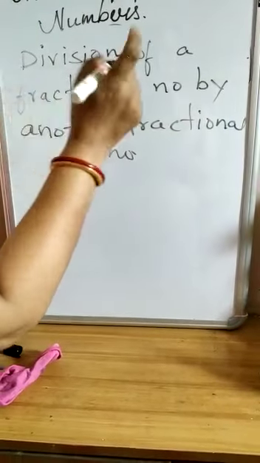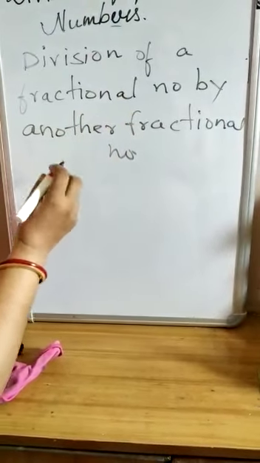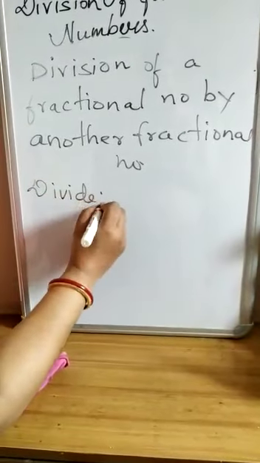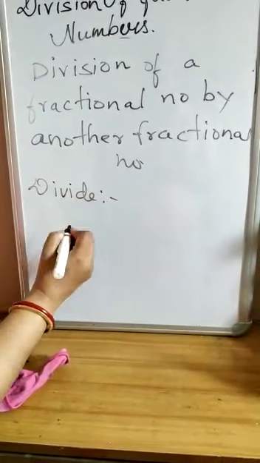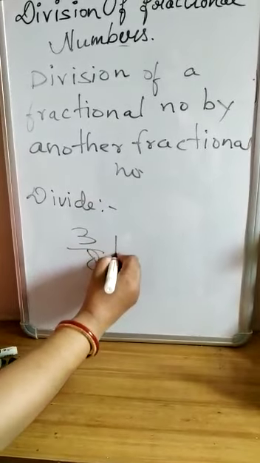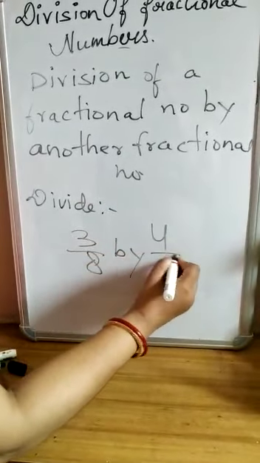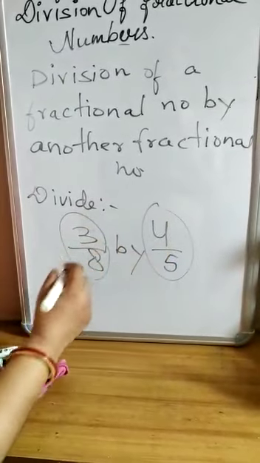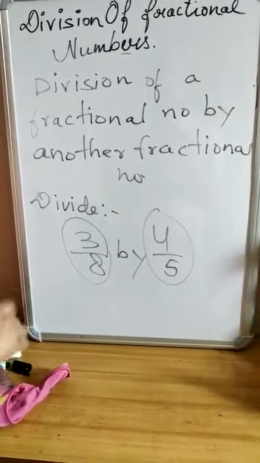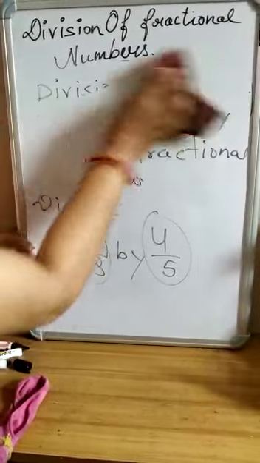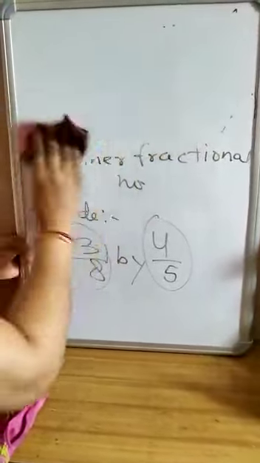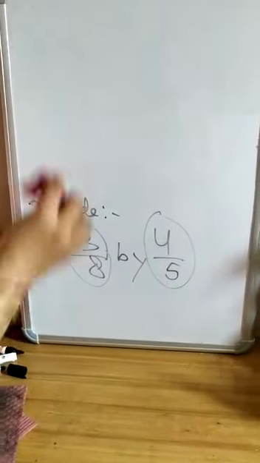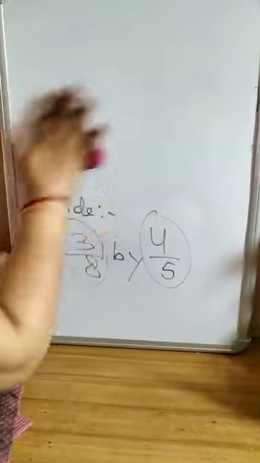Here is division of a fractional number by another fractional number. For example, divide 3 by 8 by 4 by 5. Here 3 by 8 is a fractional number and 4 by 5 is also a fractional number. Now first step. What is the first step? First step is we will change the sign of division into the sign of multiplication.